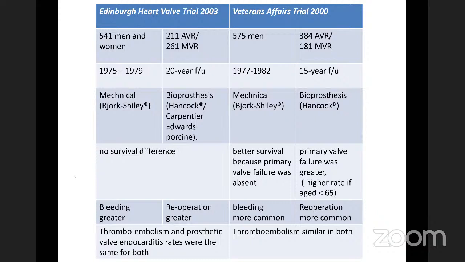The primary outcomes for the VA trial were, as it shows, the patients with mechanical AVR had better long-term survival than tissue valve. There was no evidence of structural valve degeneration with the mechanical York-Shiley valve. Patients who underwent mechanical AVR had lower redo at 15 years than those with tissue AVR. Tissue valves were associated with less bleeding, but the same thromboembolism rate as mechanical valve. So all in all, both trials showed increased bleeding associated with mechanical valve and increased reoperation with tissue valve, which is due to structural valve deterioration.